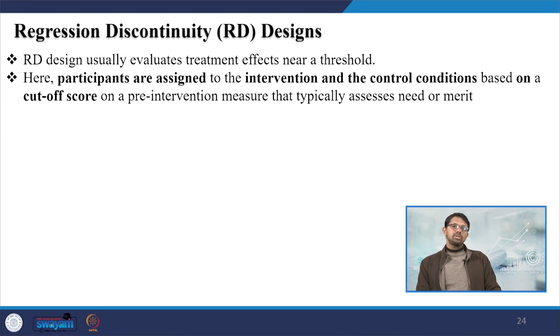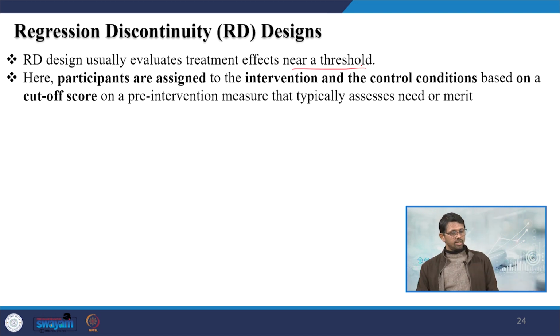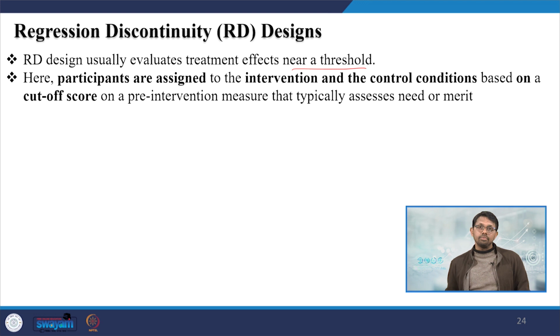The last post-experimental technique we are discussing at this moment is regression discontinuity design, RD in short. An RD design usually evaluates treatment effects near a threshold. Here participants are assigned to the intervention and the control conditions based on a cutoff score on a pre-intervention measure, and that typically assesses need or merit.